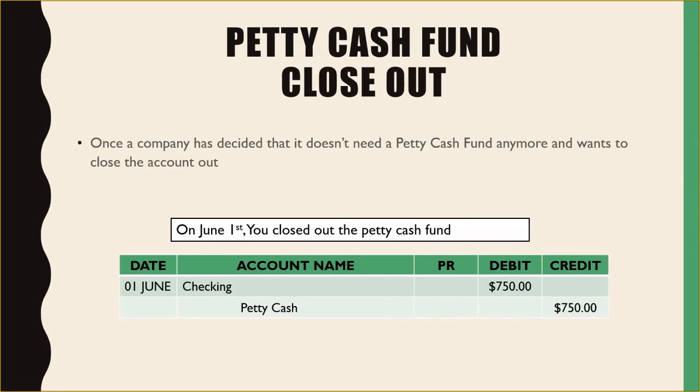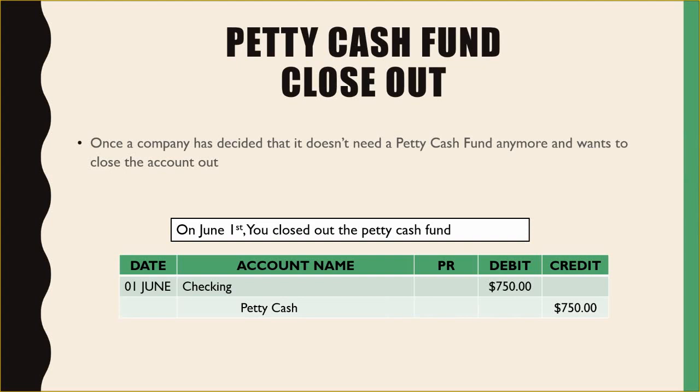Then, again, let's say you decided to adopt a business credit card, so you need to close out the business petty cash drawer, because you don't need a petty cash drawer to be there anymore. You have a business credit card. So what you're going to do here is take all the money and, how do you close it out?